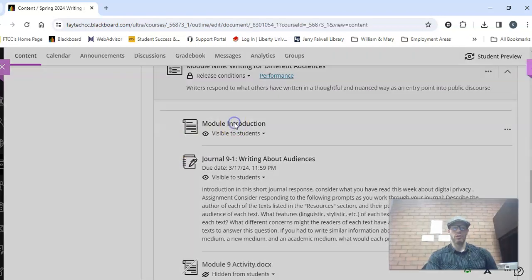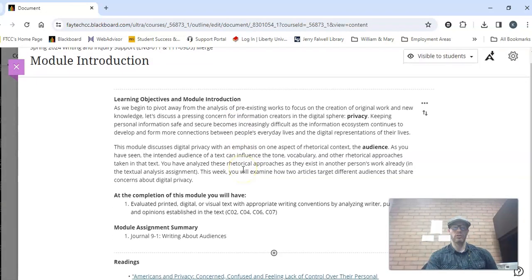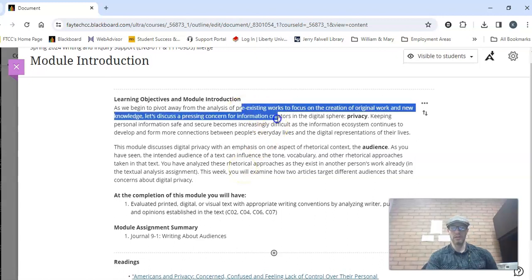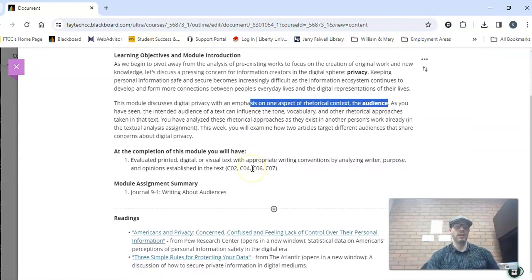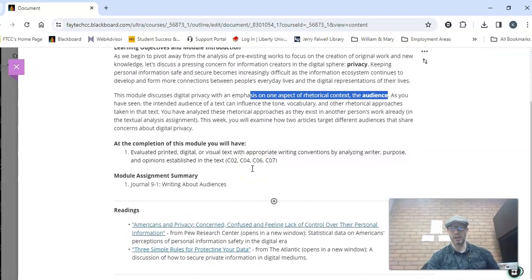If you look in the module introduction for Module 9, you'll see that the content discussed in this video is about privacy. But remember that this is still going to emphasize the rhetorical context feature, the audience. So when you read these texts about privacy, know that you're going to have to answer questions about the specific audiences for each text. I'm actually going to walk you through the readings. I'm going to click on the second one first, the one that says 3 Simple Rules for Protecting Your Data.